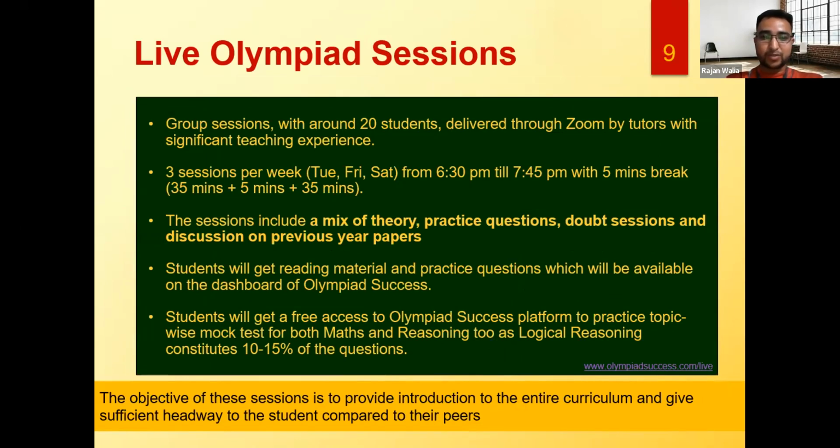Now about this course, students. These will be group classes, and the classes will be conducted on the Zoom platform only. There will be 3 sessions per week. The days will be Tuesday, Friday, and Saturday. The timing of the class will be 6:30 p.m. to 7:45 p.m. So the class duration will be 75 minutes. Okay, students? The sessions include a mix of theory, practice questions, doubt sessions, discussion, and we will also discuss previous year papers. And students, you will also get reading material and practice questions on the dashboard of Olympiad Success. And you will get free access to the Olympiad Success platform for logical reasoning and maths worksheets.